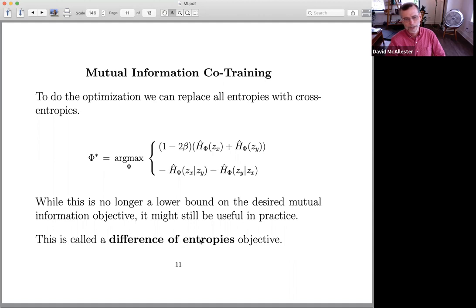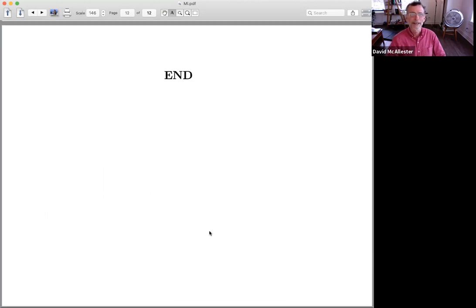Carl Stratos has been working in this area, working with this objective, calls this a difference of entropies objective. It's very naive. It's just replacing the cross entropy with a difference of entropies and approximating the entropies with cross entropies. But sometimes simple, naive things work well. However, in the next unit, we're also going to look at the problem of maximizing mutual information, but we're going to look at a different approach, something called contrastive predictive coding. So we're going to do that in the next unit.